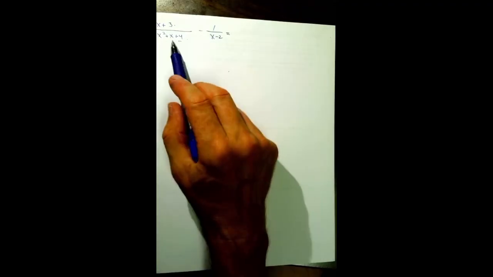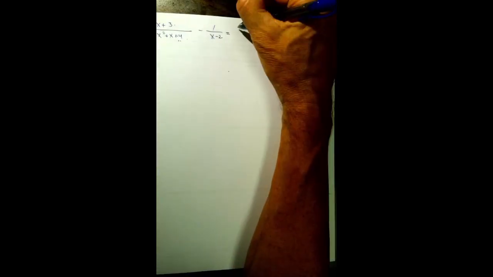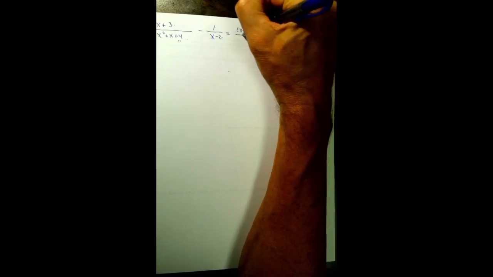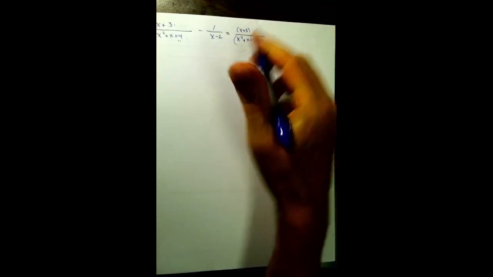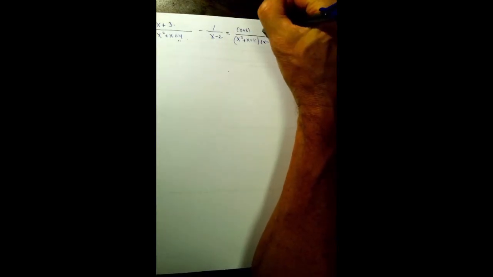So just as before, my common denominator is going to be the product of the two denominators. So the first term is (x + 3) over (x² + x + 4). If I multiply by the denominator of the second term, which is x − 2, I have to multiply that by the top and the bottom. And then the second term looks like 1 over (x − 2), and the denominator of the other term is x² + x + 4, so I've got to multiply top and bottom by that term.